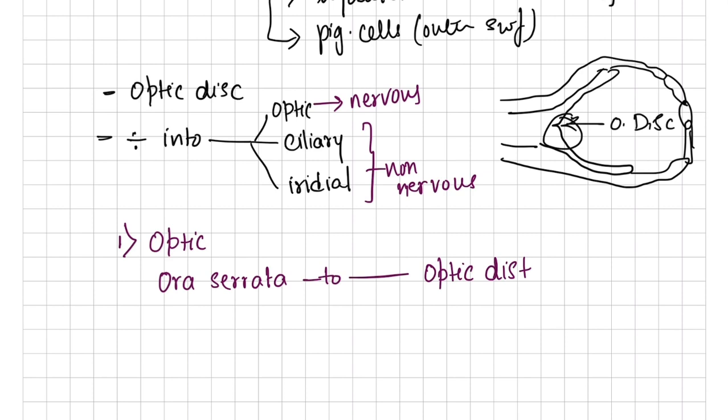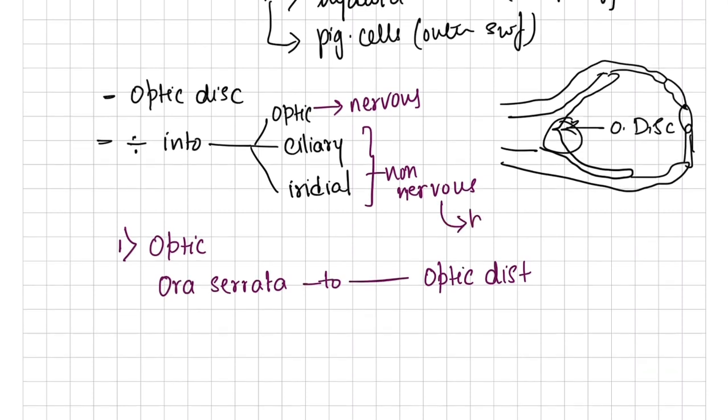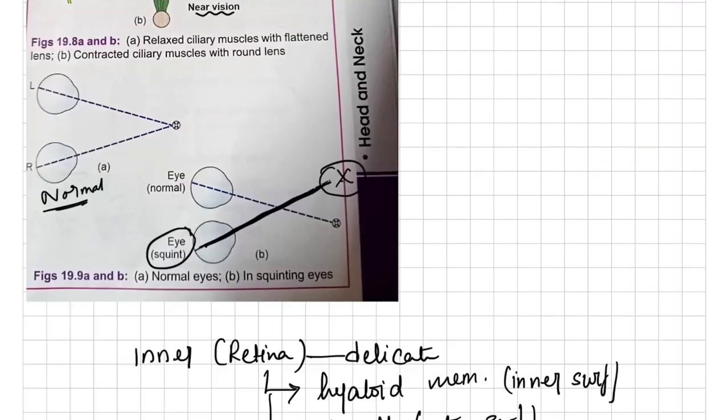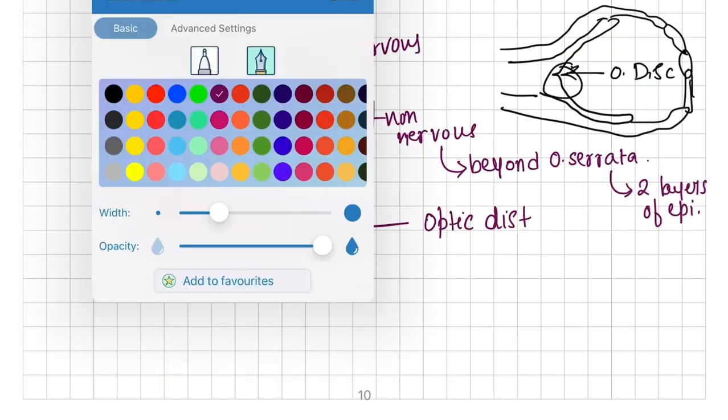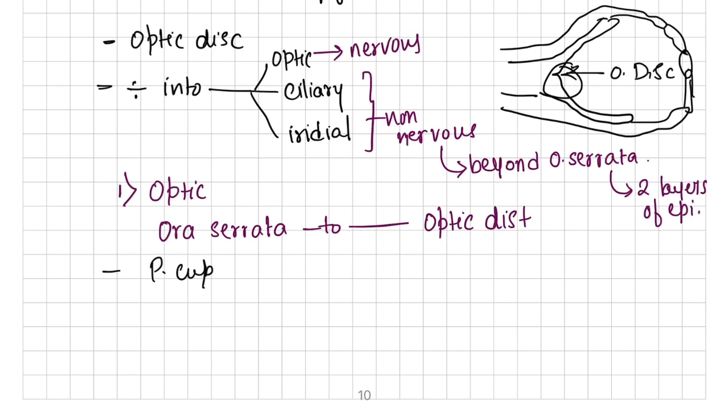If we move ahead, optic disc, we finish. Now the non-nervous portion is the portion in front of the ora serrata, and the ciliary and iridial regions of the retina contain two layers of epithelium. Two layers of epithelium are present in the ciliary and iridial regions of the retina.